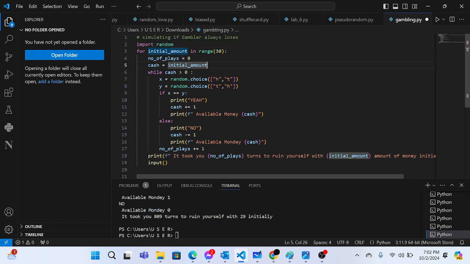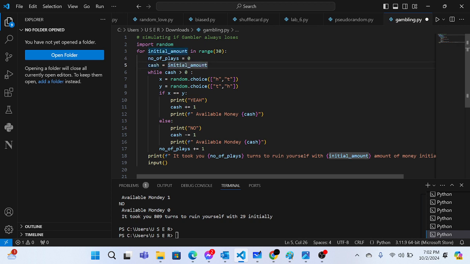We do a loop over here with initial amount going from 1 and 2 and 3 and 4 up to $30, and then we play the game, and we will try to see how many turns it takes for the gambler to go to amount 0. First I'm initializing the number of plays to be 0, so that we can later check how many plays it took for the gambler to lose. And then let the cash the gambler has be the initial amount.